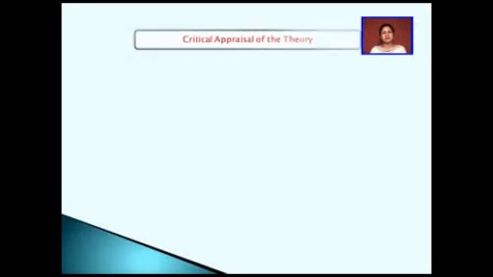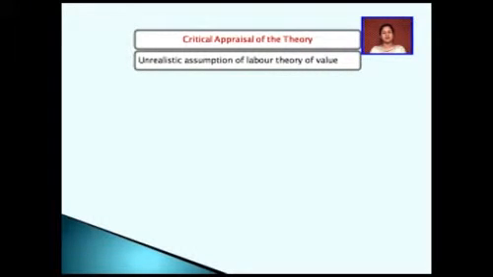First is the unrealistic assumption of the labor theory of value. Many of the economists said that, according to Ricardo, it was assumed that there can be only one factor of production, whereas these economists are of the opinion that there are 4 factors of production, and without the 4 factors of production, production cannot take place. And when production cannot take place, how will export or trade take place? So it is completely unrealistic with 1 unit of labor or 1 factor of production, that is labor.